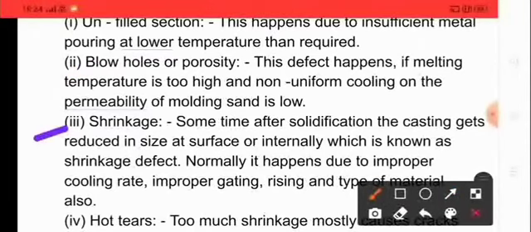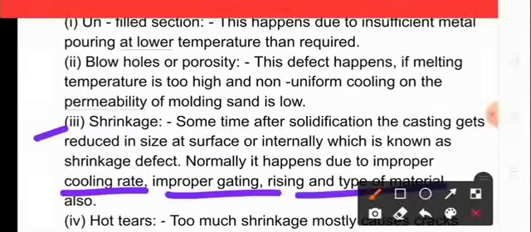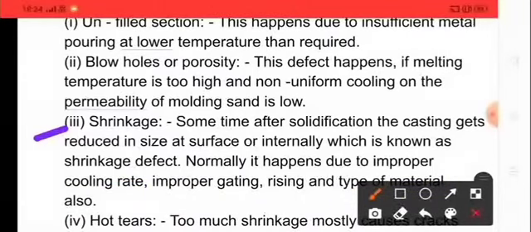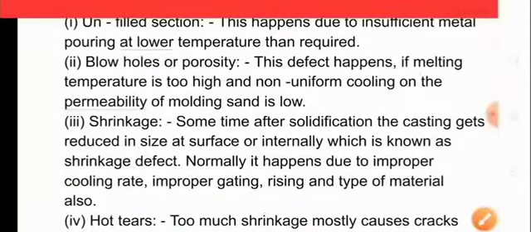The third is shrinkage. Sometimes after solidification, the casting gets reduced in size at the surface or internally, which is known as shrinkage defect. Normally it happens due to improper cooling rate, improper gating, risering, or the type of material also. So these are the reasons for shrinkage.